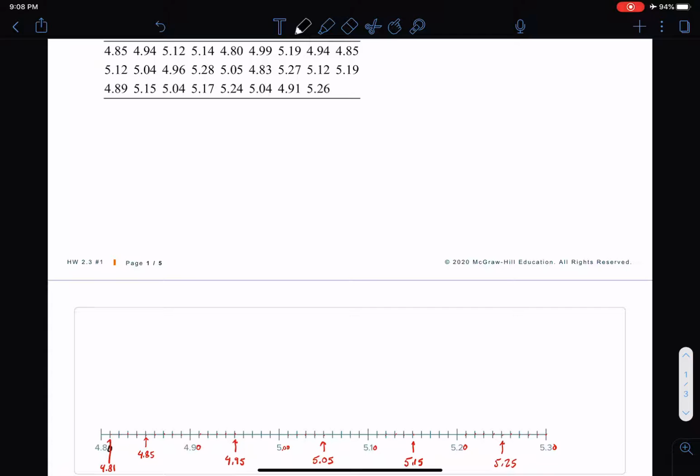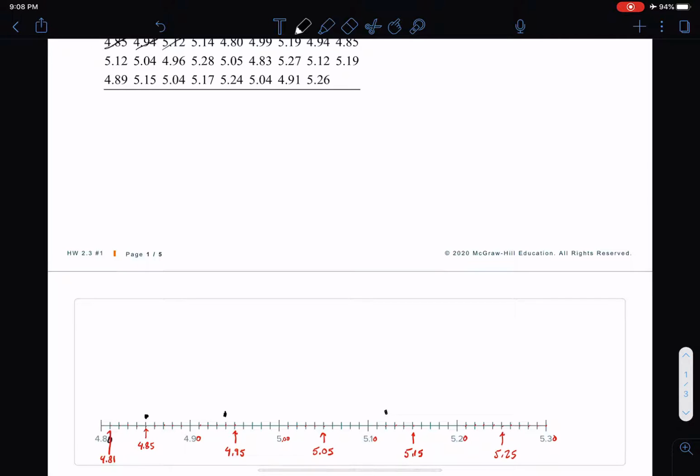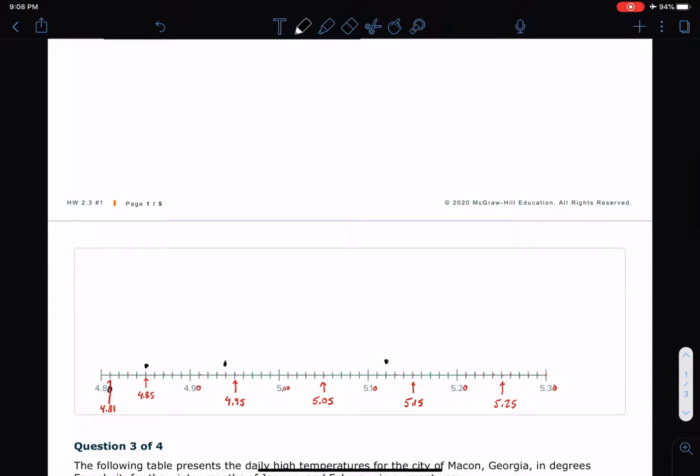Let's talk about it like money, $4.85. So $4.80, I'm lost, $4.85, I got it right there. Then we got $4.94, which is one back right there. Then we've got $5.12, $5.10, 11, 12. This takes a little bit of time. $5.14, $5.14 is back one.